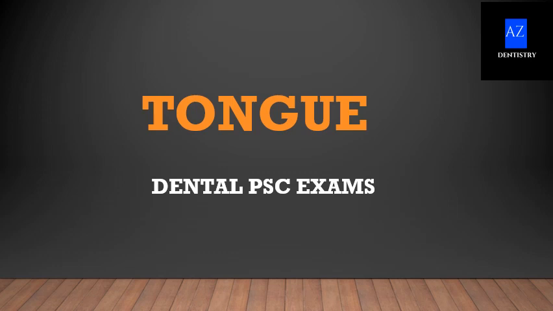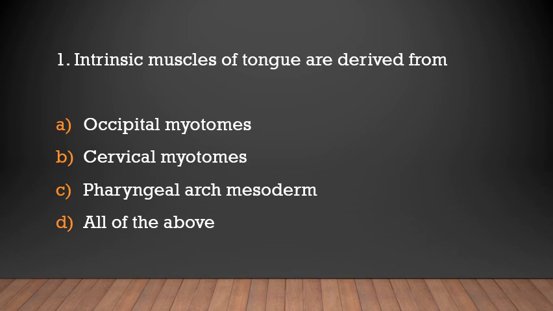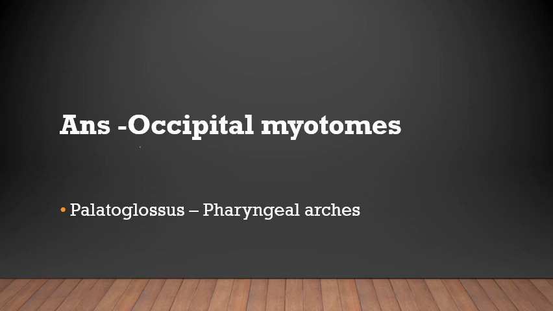This video focuses on important MCQs related to tongue. Intrinsic muscles of tongue are derived from occipital myotomes, cervical myotomes, pharyngeal arch of mesoderm, all of the above. Occipital myotomes. Intrinsic muscles of tongue are derived from occipital myotomes, except palatoglossus. Palatoglossus is derived from pharyngeal arches.